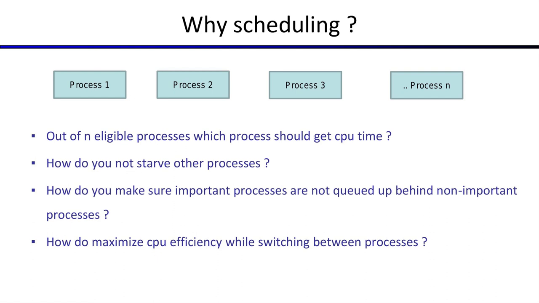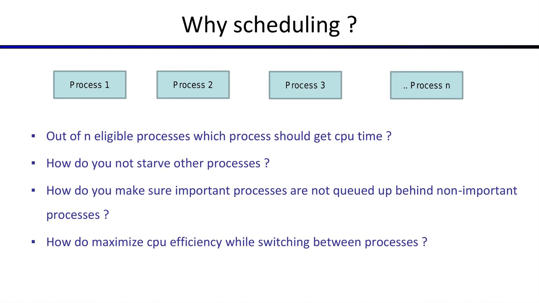Now, if you do decide one gets CPU time, how do you not starve all the other processes? How do you make sure that important processes are not queued up behind non-important ones? And the situation can be dynamic. You could have a few processes that don't exist at time zero, but they come in later and they could be more important ones. While you're making a decision on, okay, maybe I can run everybody just a little bit, how do you maximize CPU efficiency?